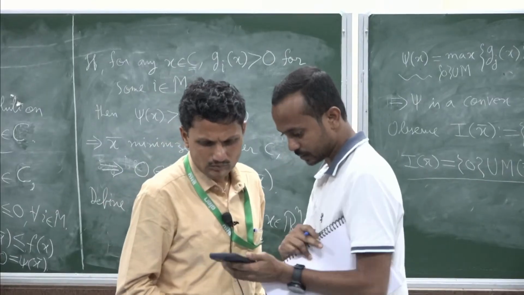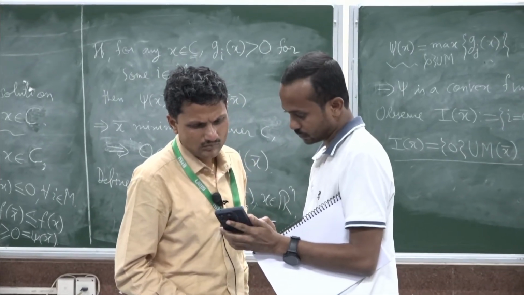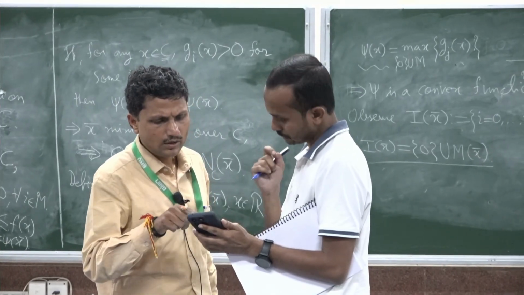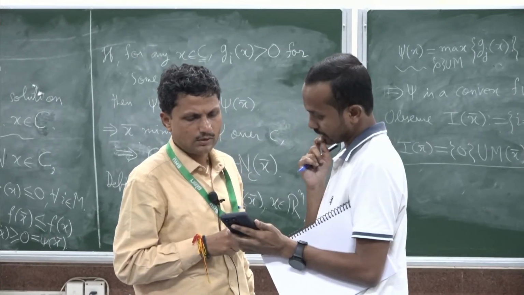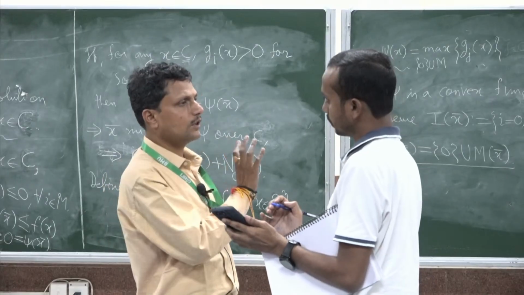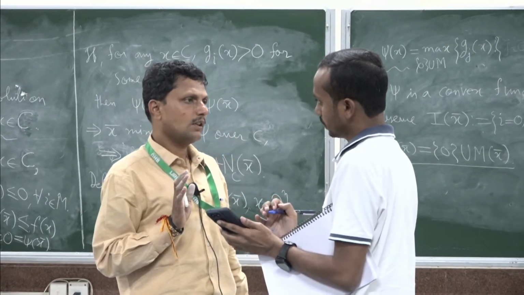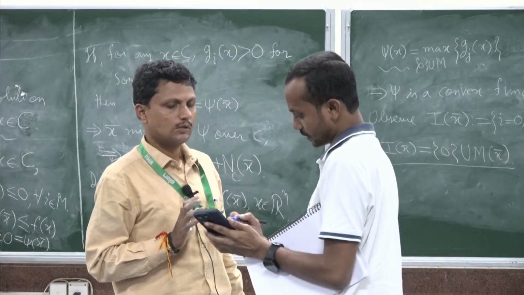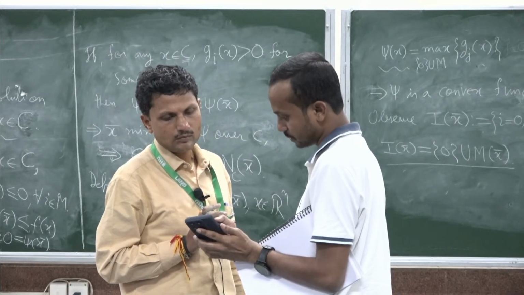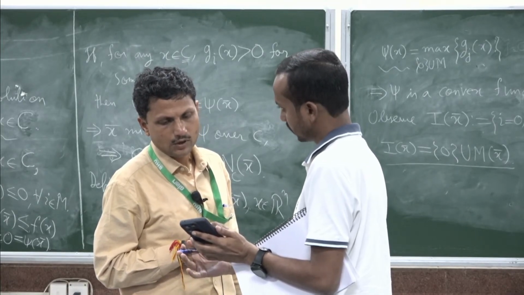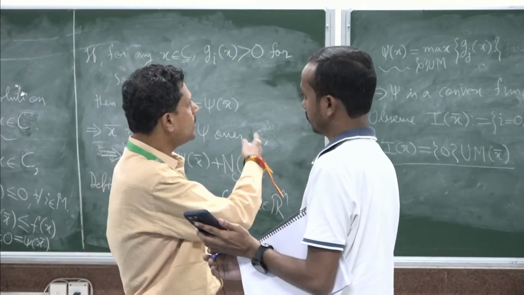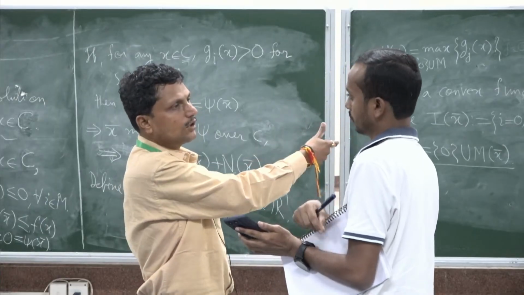Yes, we are taking a convex optimization problem where the function is convex and the feasible region is also convex. But suppose we minimize a distance in the Euclidean norm and C is non-convex. Then we cannot apply this result because the indicator function will not be convex. Then you cannot apply these things.